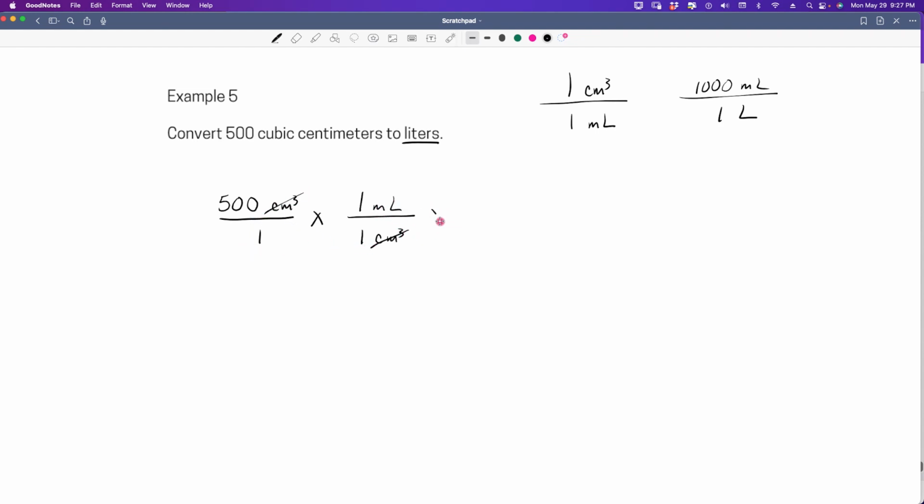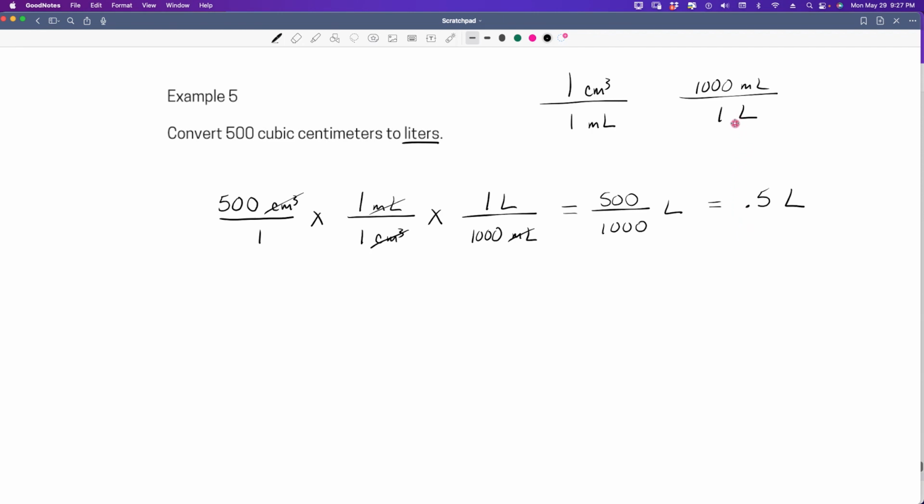Now we're going to go from milliliters to liters. So we want milliliters on the bottom and liters on the top. So 1,000 milliliters. So now we can do the math. 500 times 1 times 1, that's 500. And then 1 times 1 times 1,000, that's 1,000. And the milliliters canceled. I forgot to do that. So our unit of measure is liters. 500 divided by 1,000, that's going to equal 0.5 of a liter. So half a liter. So that one was not so hard.